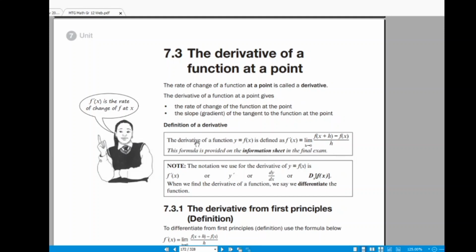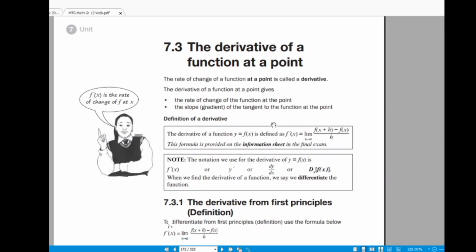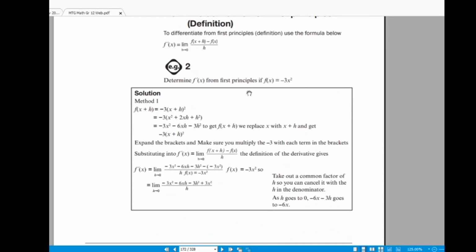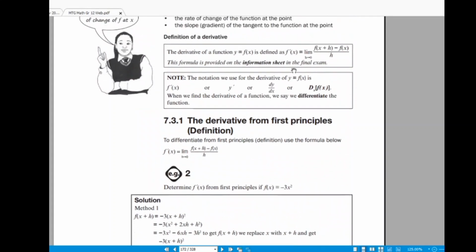So we defined the derivative of a function as the limit as h goes to 0 of f of x plus h minus f of x divided by h, and then we also did a few examples applying the definition, right? So if they say derive from first principles, we know we're going to apply this definition in a limit.